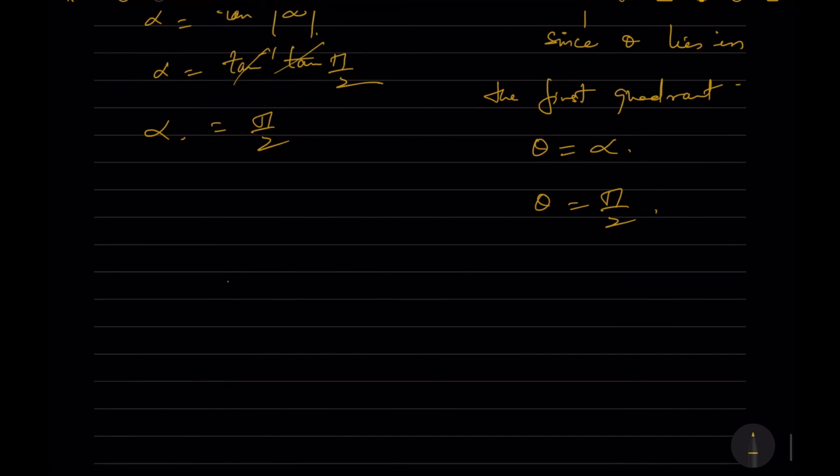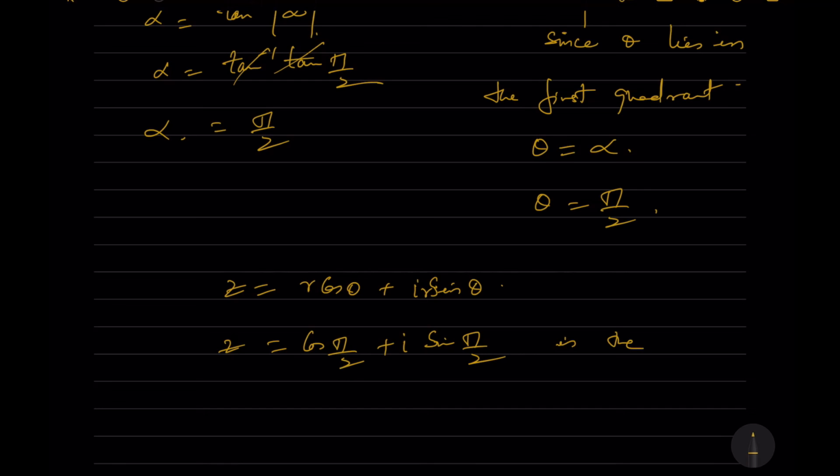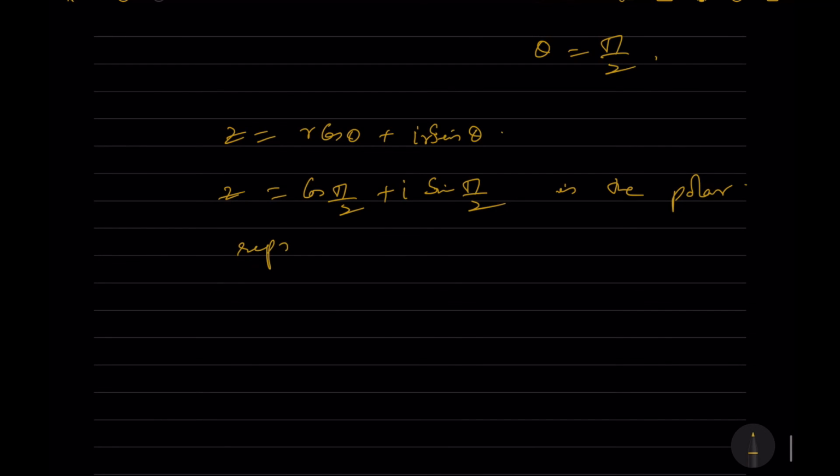So therefore the polar representation is z is equal to r cos theta plus i r sin theta. Here r is 1, so it becomes cos pi by 2 plus i sin pi by 2. So this is the polar representation of i or iota. So this is the last problem.